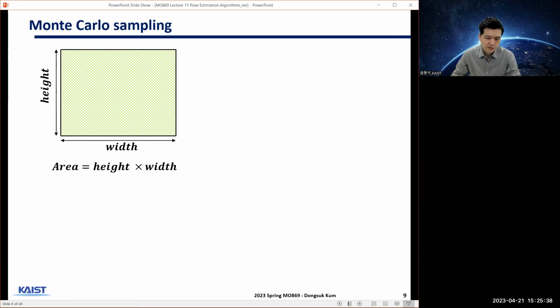So it seems more general, applicable more generally, but then there is a disadvantage. The disadvantage is that you have to go through this sampling process, which can be computationally heavy and slow when it comes to computing these distributions and likelihoods. So let's take a look at Monte Carlo sampling.